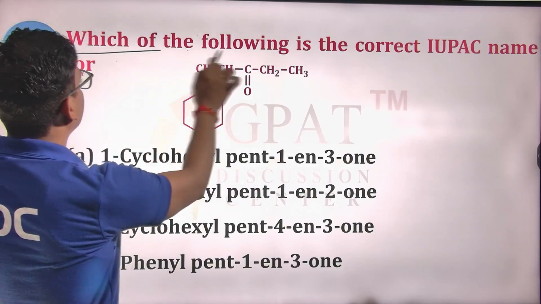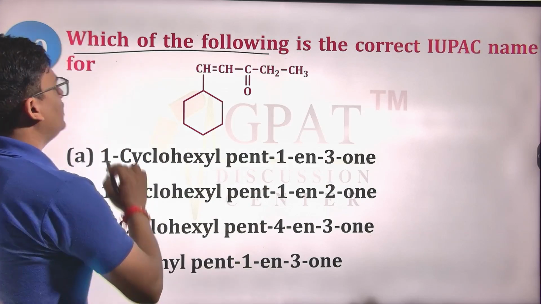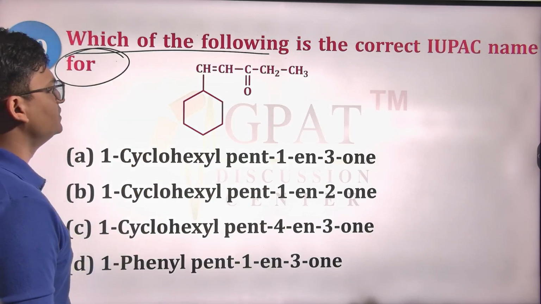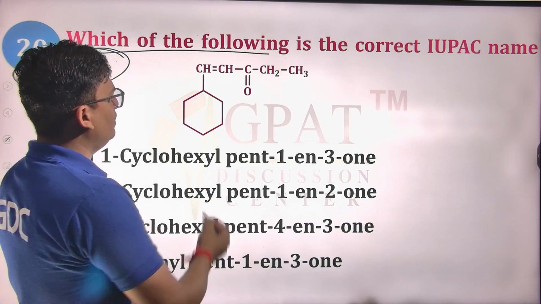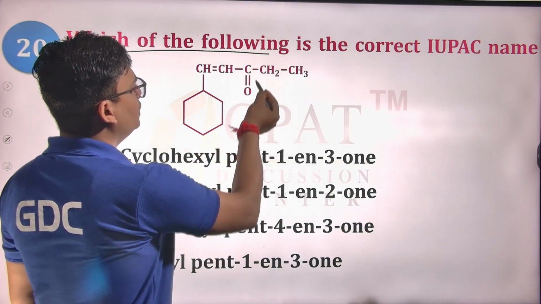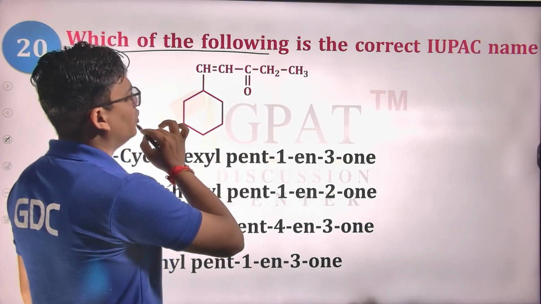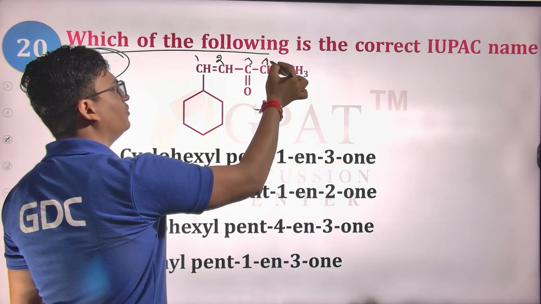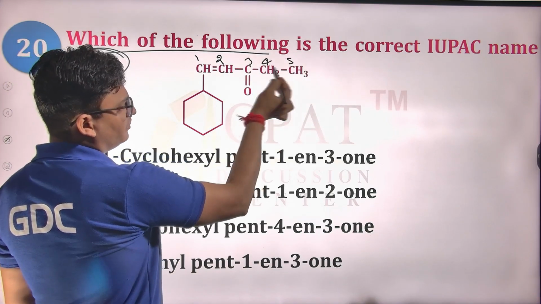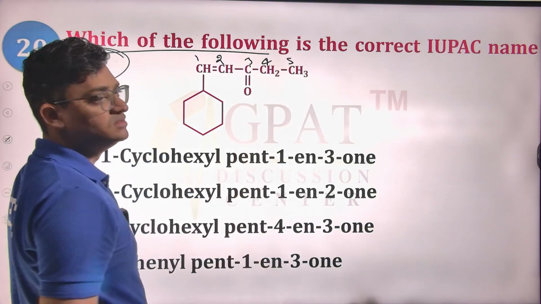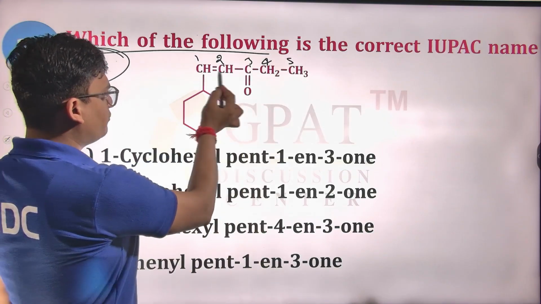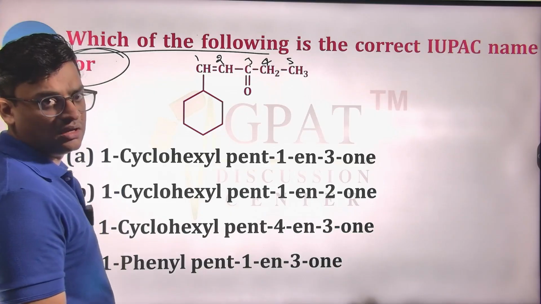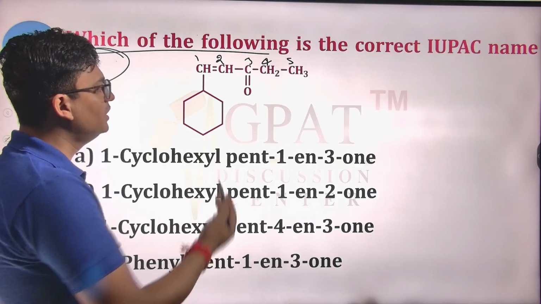Next question we are having, which of the following is the correct IUPAC name? So we are having a cyclohexyl group, a ketone group, and a double bond. So we start numbering from this, first, second, third, fourth, fifth. Since we start numbering from this side, we get the C double bond at third. If you start from the other side, we get the C double bond at first position, as the highest priority functional group is ketone here.